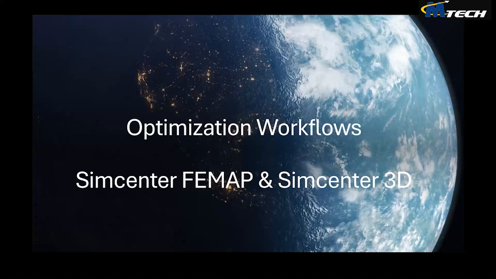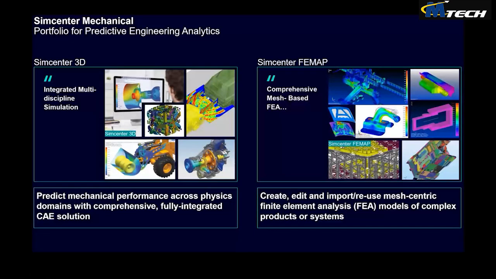This combination is powerful for our analysts, but the question we most often get from our customers is, what's the difference between Femap and Simcenter 3D? Now, the main difference really resides in the software's architecture. Whereas Femap is a mesh-based pre- and post-processor, Simcenter 3D is going to be a geometric-based, multidisciplinary environment.